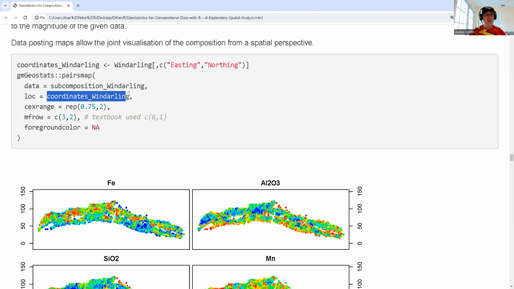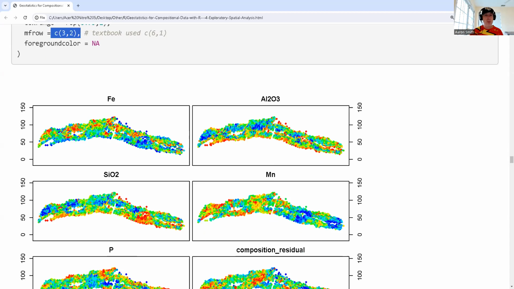Here are the locations, the coordinates. Here are the range that we have for the plot character size. And then I'm going to put a 3x2 for this. Now, the textbook did a 6x1. 6x1 looked very squished in the R Markdown file. It did not preserve the aspect ratio. And so I went ahead and changed it to 3x2.